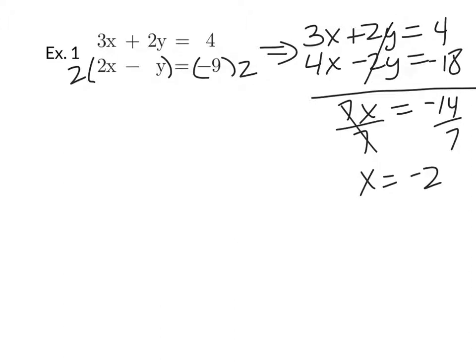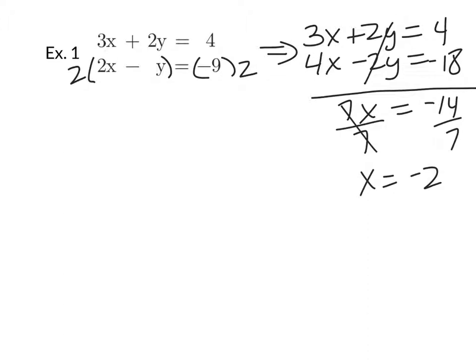So at this point, we're halfway done with our problem. We have found the x value of the point where the graphs of these two lines intersect. Now that we have the solution for x, I can go back to either equation, and it doesn't matter which one I choose. I'm going to use that second original equation, before I multiplied both sides by 2, 2x minus y equals negative 9. Where I see this x, I'm going to replace it with a negative 2, and then I can solve for y.